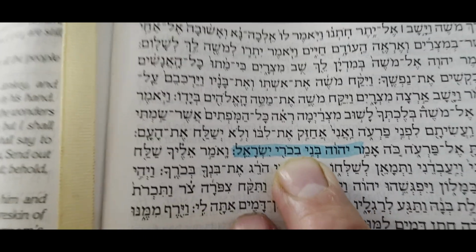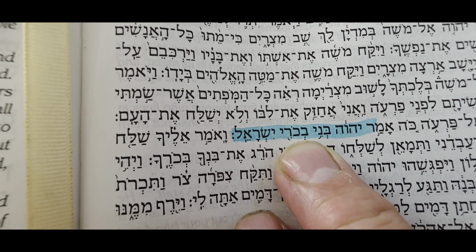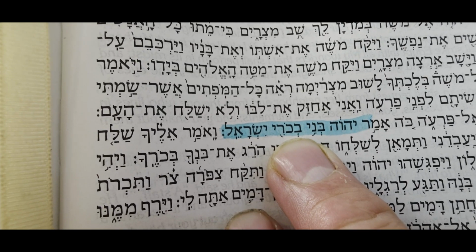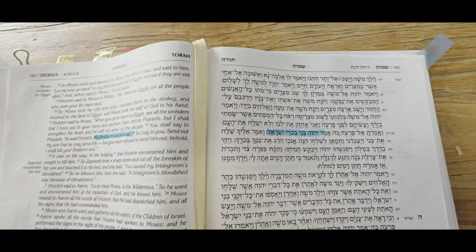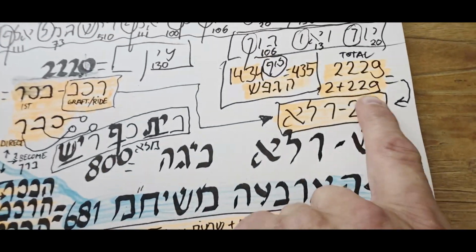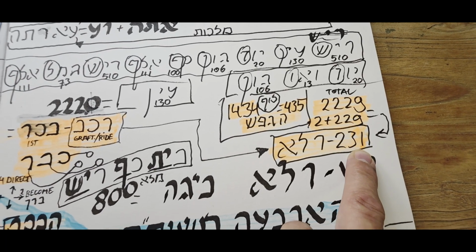Yudke Wavke B'nei Bekori Yisrael. See, Beit Kaf Reish Bekor, without a Vav. And there's a whole study on it. That is deficient. But it's about the firstborn, because 231 gates, everything is contained within it.